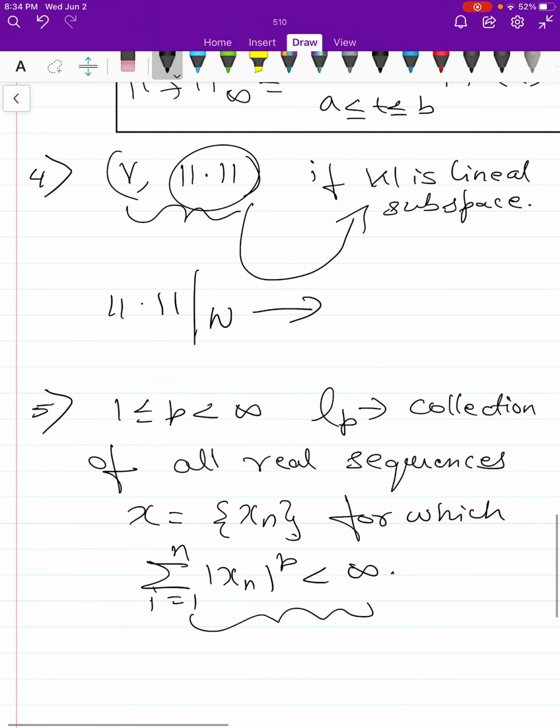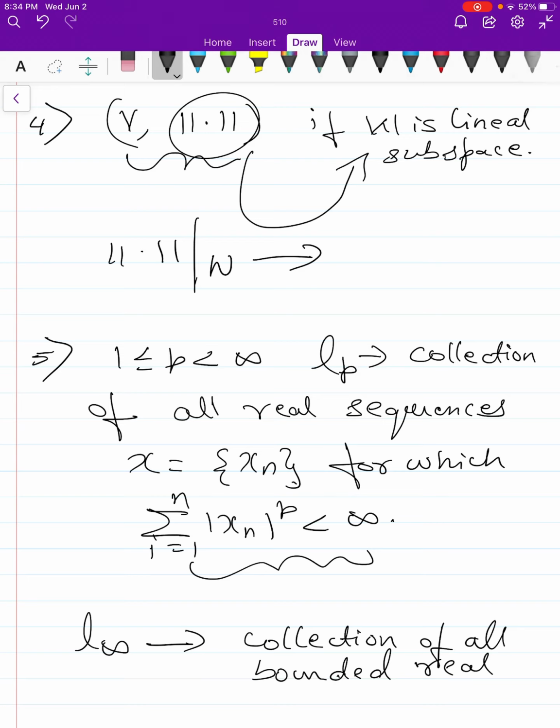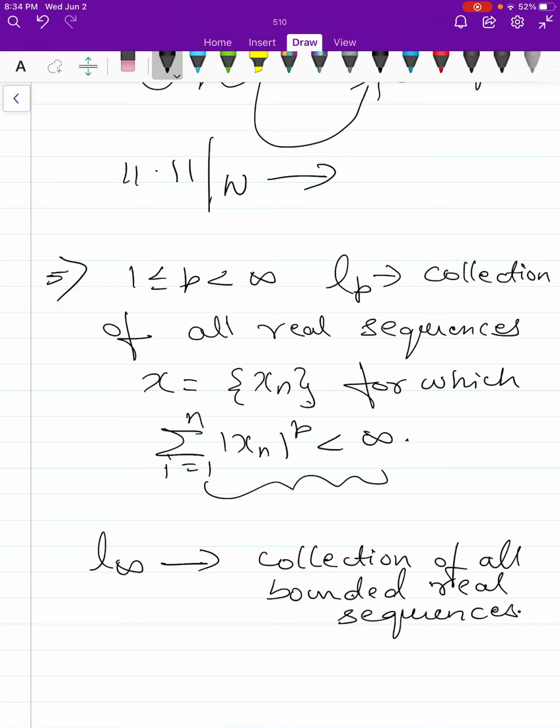And again we define L infinity. Since I am now defining L infinity, maybe you can go back and work on the C0 problem that was in homework 1. So L infinity is defined to be the collection of all bounded real sequences, and LP is all the sequences which satisfy this condition.